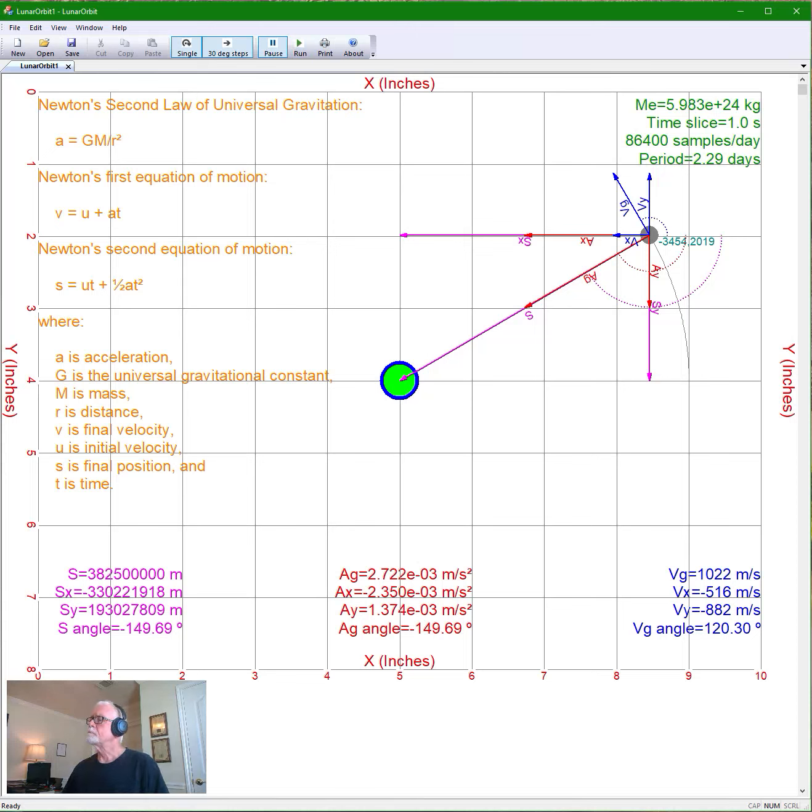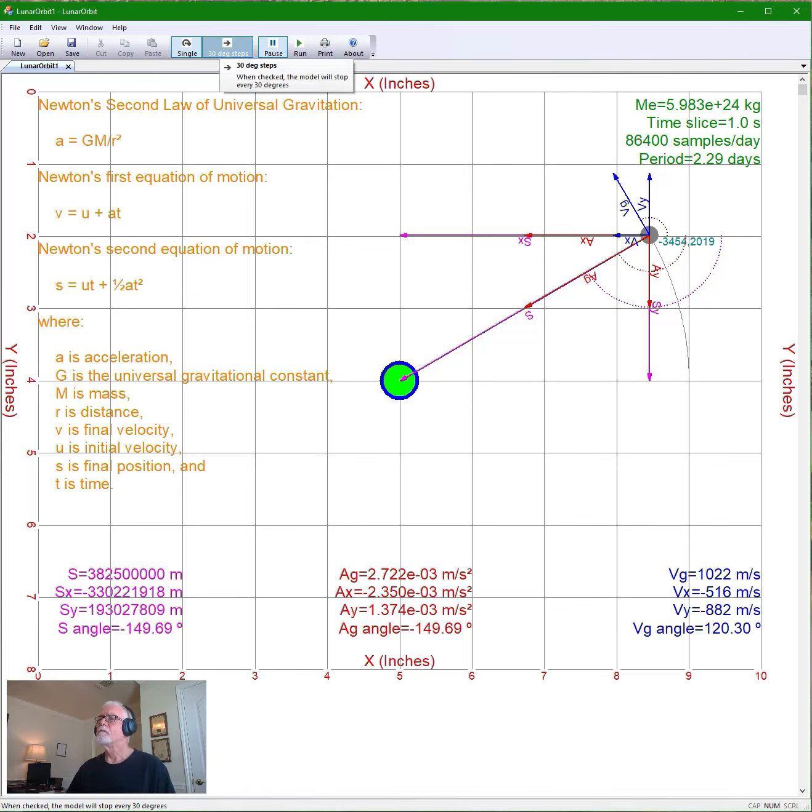There's some cyan text here, which shows the coordinates of the moon with respect to the Earth. And that first coordinate is the X coordinate, and it's saying that the Earth is 3,454 pixels from the Y axis of the Earth. And it is 2,019 pixels above the X axis of the Earth. So that's what those numbers mean.